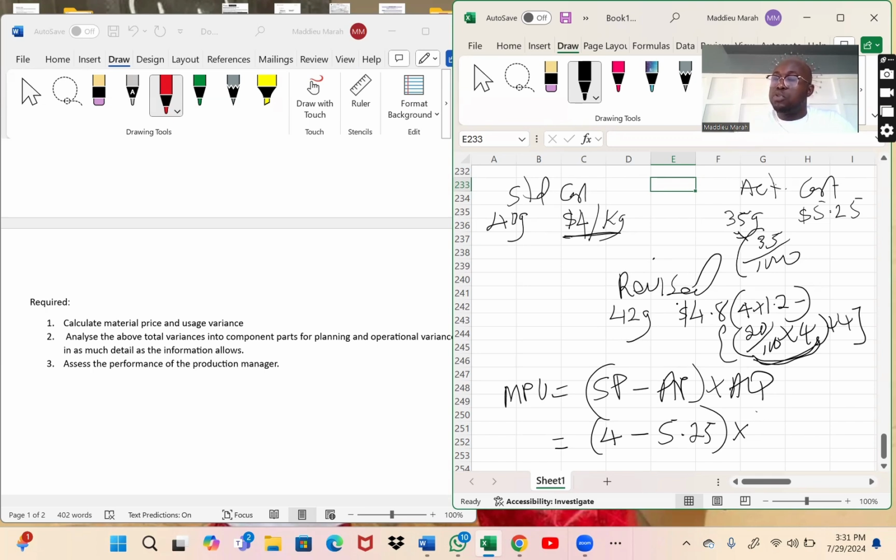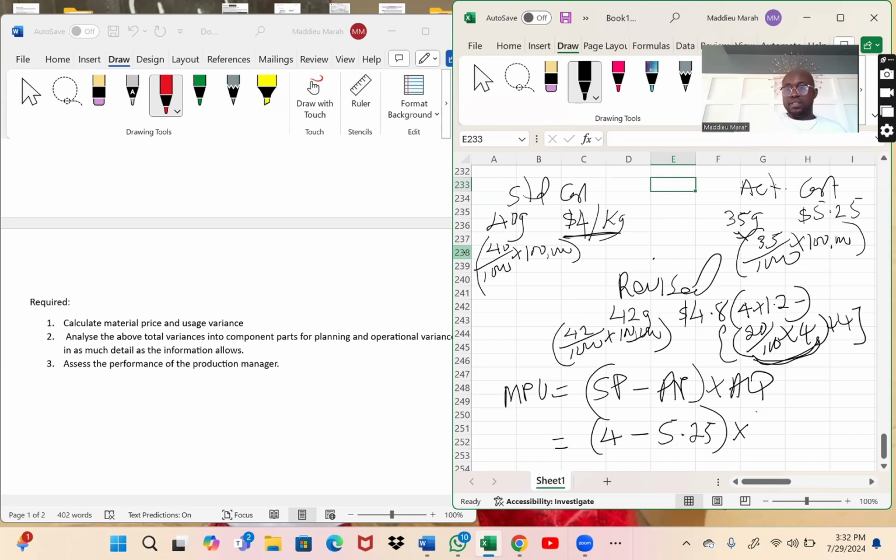But we know we do grams to what? Actual production. And what's our actual production? 100,000. And same for this, it will be 40 divided by 1,000, converting grams to kilograms, multiplied by actual production, 100,000. And same for this, 42 divided by 1,000 times actual production, 100,000.